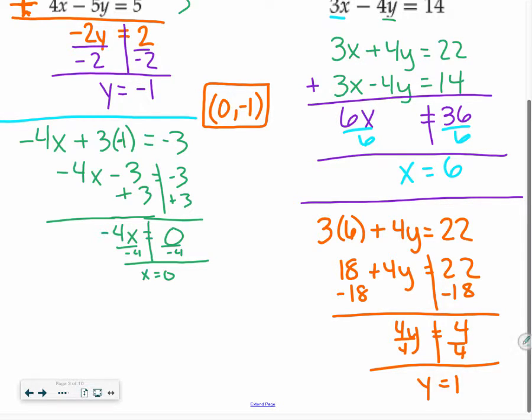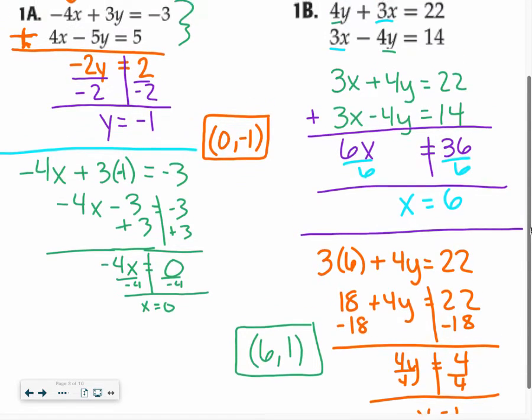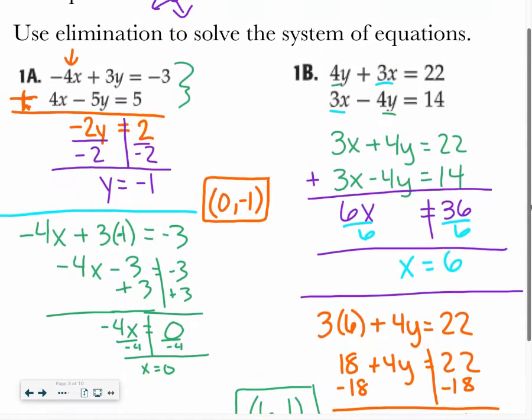For my final answer, I write my x value first in my ordered pair, and then my y value. And that is the solution to this system of equations. Now, if you're wondering, that's a lot of steps, how do I know if my answer is right? You just go back and you plug those numbers into your equation.